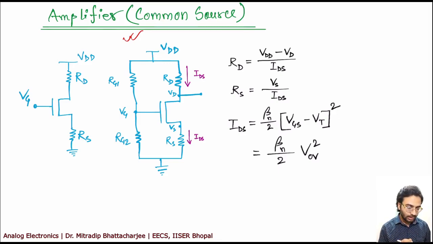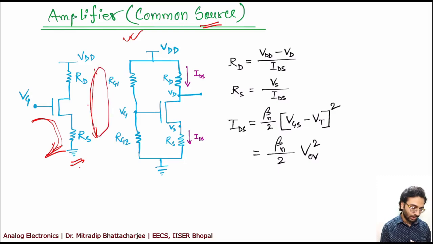Now why is it called common source? This is common source, right? Why is it called common source? Because your source terminal is common to the input side as well as the output side. That's why it is called a common source amplifier. Now how many loops are there? There are two loops. One is this one, another one is this one, right?